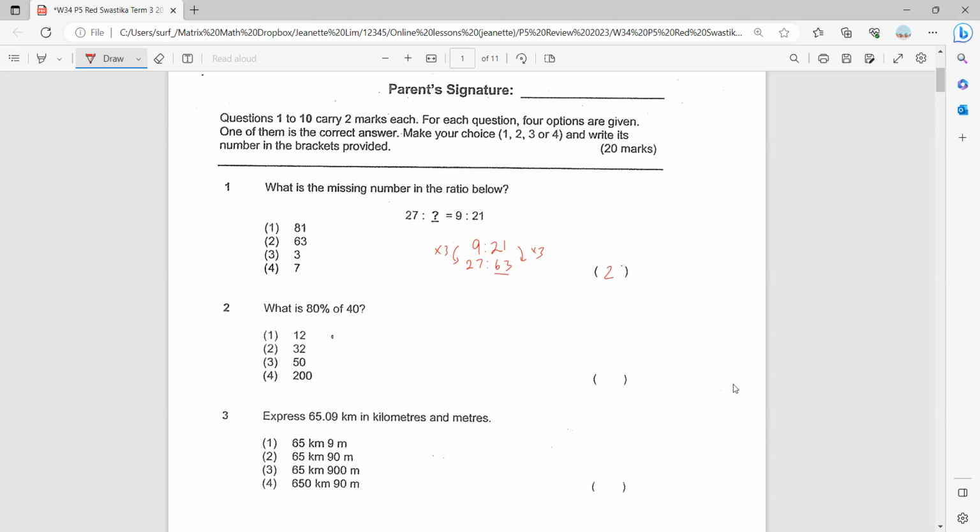Okay, question 2. What is 80% of 40? So 80% is 80 over 100 times 40. Without a calculator, you can do this. You simplify by removing the zeros, top and bottom. Then your 40 and your 10 also. So 8 times 4, 32. So the answer is 32.